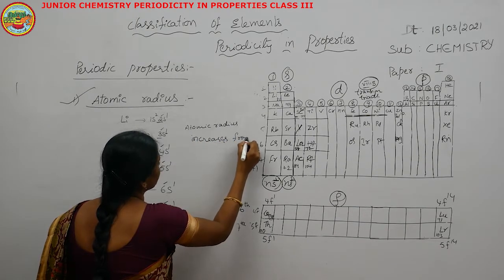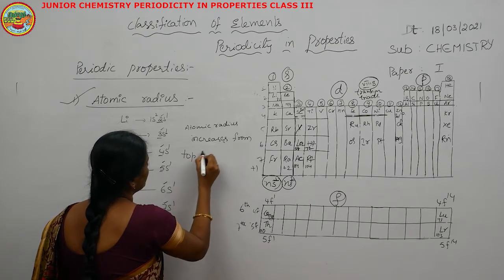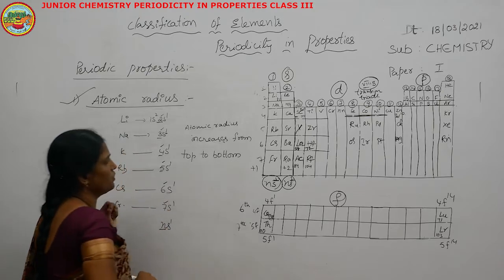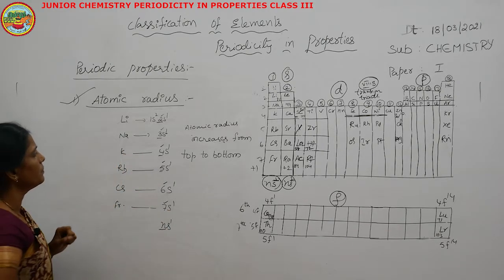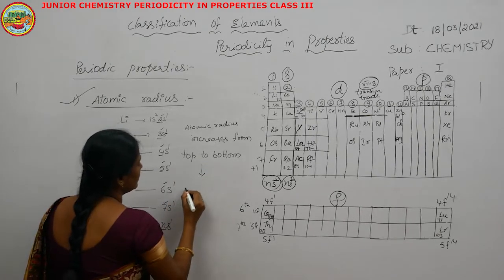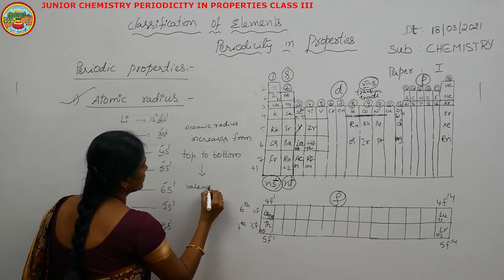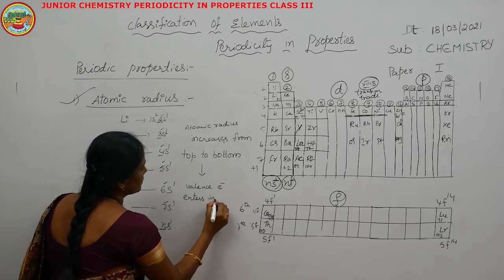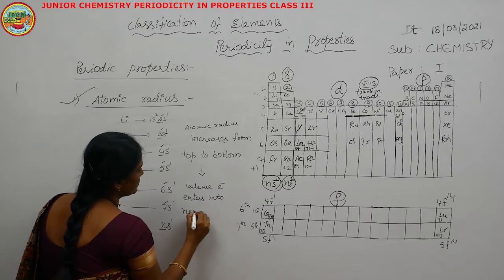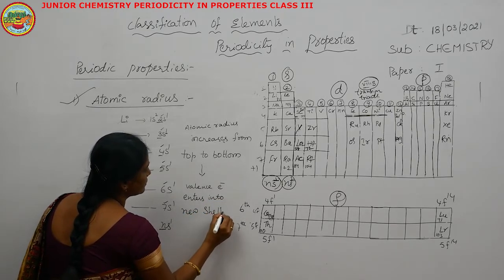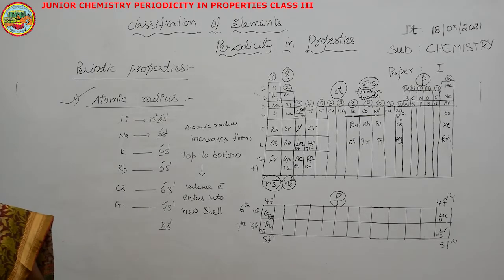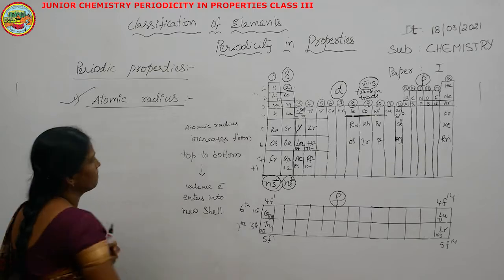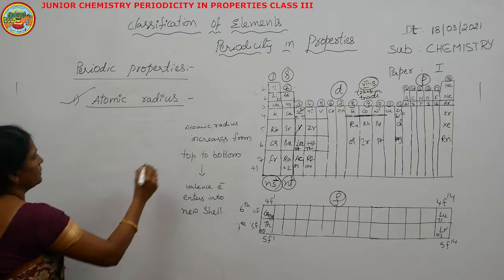from top to bottom, because the valency electron enters into a new shell. The valence electron enters into a new shell. If you consider top to bottom, that is a group.